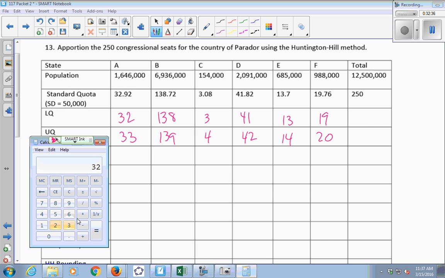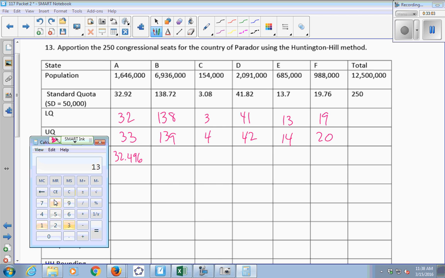So 32 times 33, square root it, and I get 32.496. Keep a bunch of decimals. You might even want to go a little further than that because we're going to have to compare our standard quotas to these cutoffs. You might need to go out to several decimal places to be able to see which one's bigger.